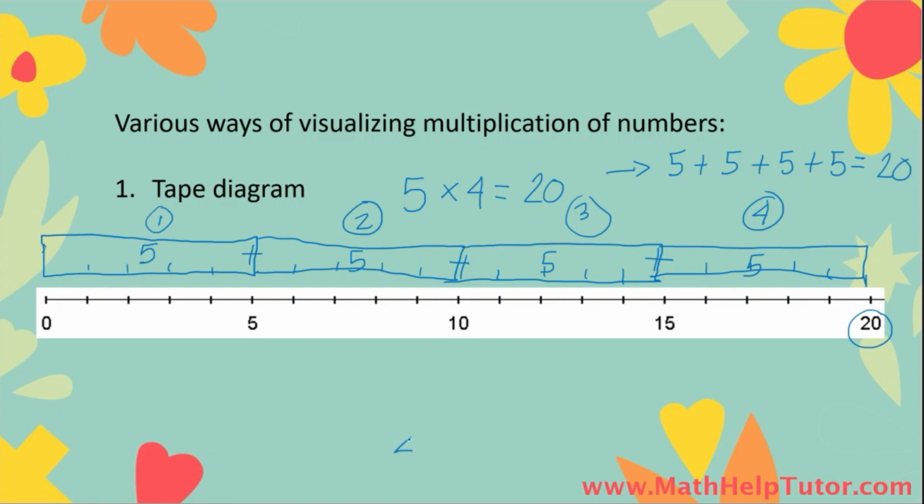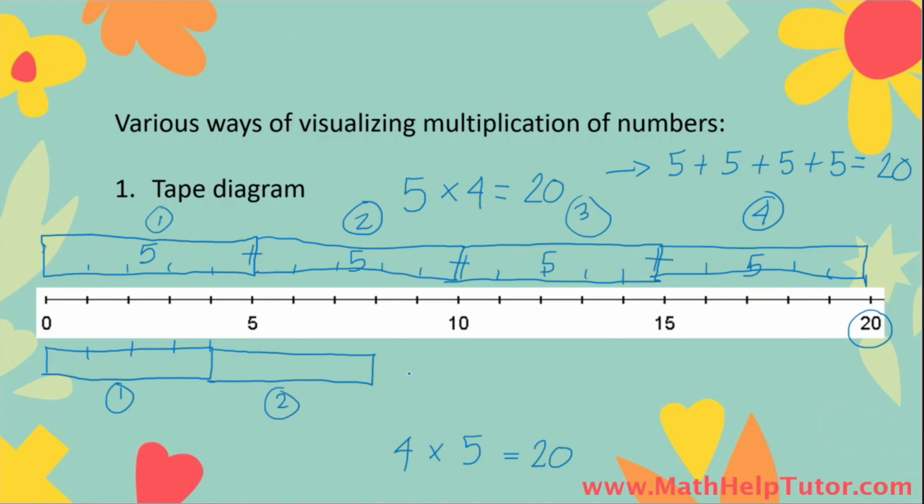Interestingly, 4 multiplied 5 times is also 20. Let's see that drawn on the tape diagram. So we have strips that are 4 numbers long. Okay, this is our first strip. It's one strip. You can see that it's 4 numbers long. 1, 2, 3, 4. Let's draw another one. 1, 2, 3, 4 is our second strip.